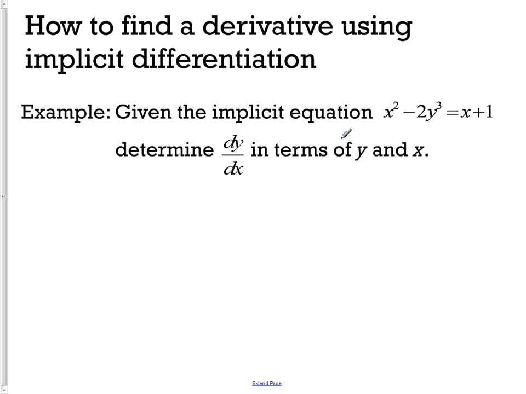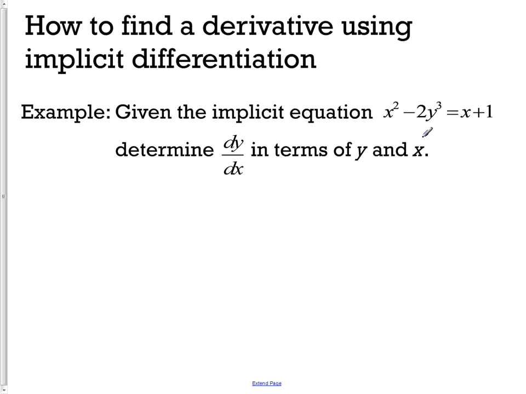Okay, so now let's go for one where we have all kinds of x's and y's mixed together in this equation. It's x squared minus 2y cubed equals x plus 1. And our job: determine dy/dx in terms of y and x. So what we want to do is somehow isolate dy/dx to one side of our equation. We're going to end up with a derivative that has x's and y's all mixed together.